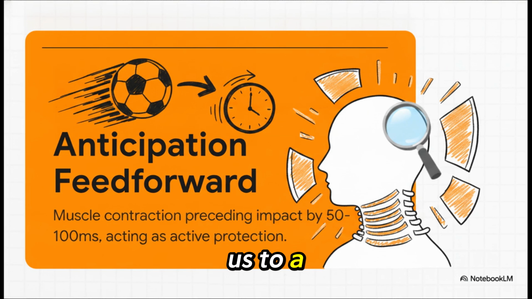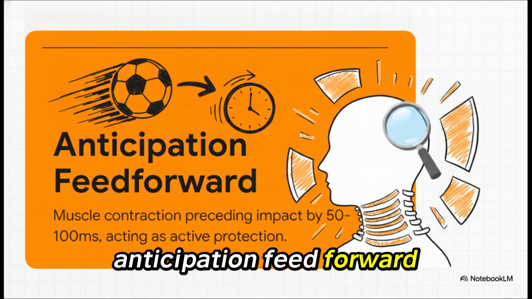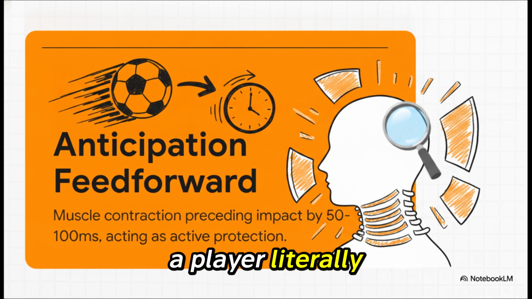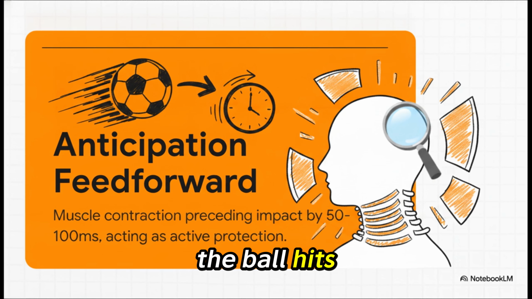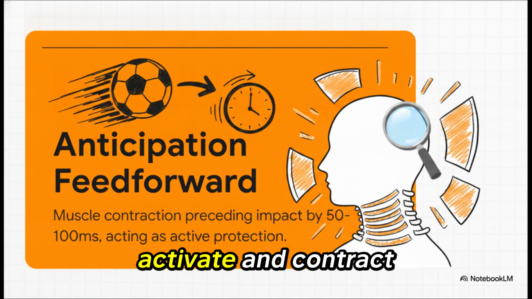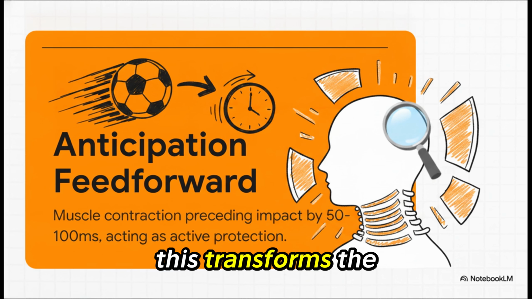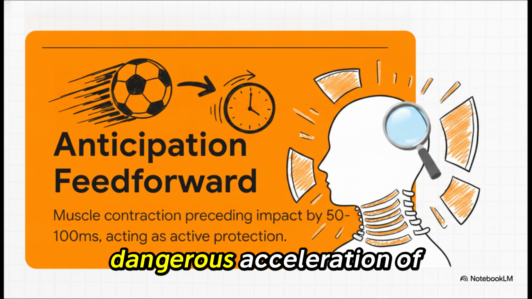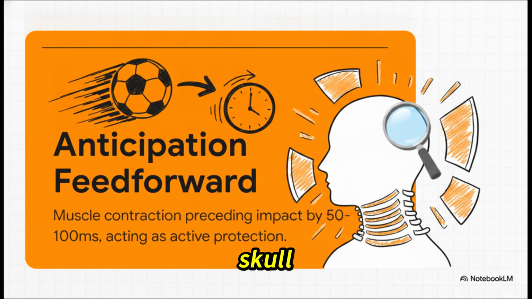And that brings us to a massively important concept from Dr. Delong's research: anticipation feed-forward. Because the impact is so incredibly fast and the velocity so high, a player literally can't react after the ball hits them. It's too late. The brain has to anticipate. Between 50 and 100 milliseconds before the ball even arrives, the neck muscles have to pre-activate and contract. This transforms the head, neck, and trunk into a single, rigid system. It acts like biological armor, drastically reducing the dangerous acceleration of the brain rattling inside the skull.